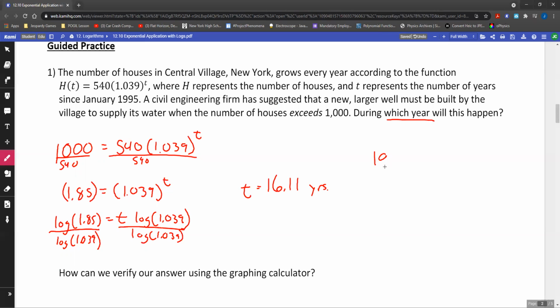The number of years starts from 1995. So I'm going to add 16 years to that. And that essentially means that this is going to happen in the year 2011.